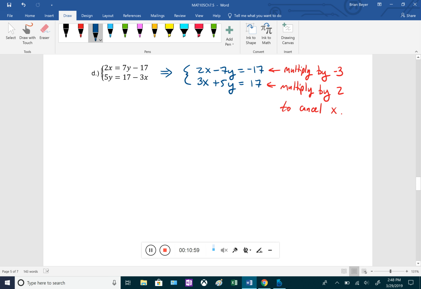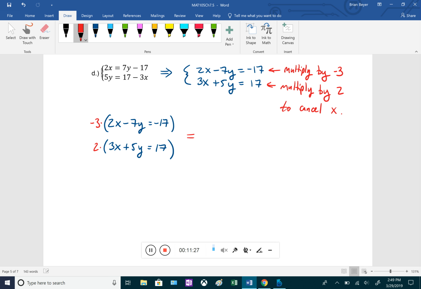Okay, so to do this for canceling x now, we're going to have over here, just going to rewrite 2x minus 7y equals -17. We're multiplying this by -3. And then we're going to multiply the second one, 3x plus 5y equals 17. We're going to multiply that by +2.